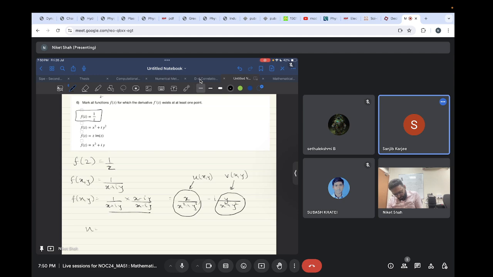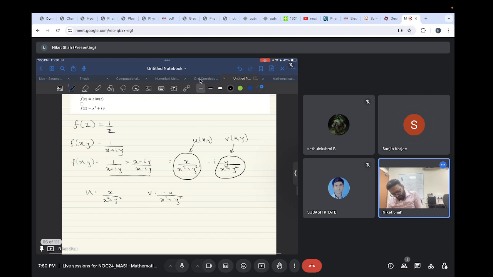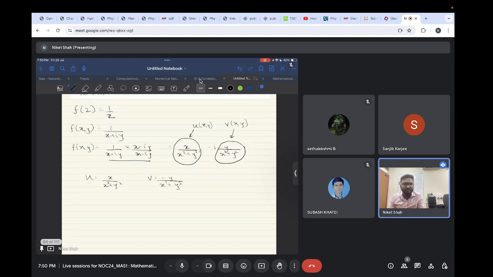So u is equal to x divided by x square plus y square. v is equal to minus y divided by x square plus y square. Now, I'll simply use the Cauchy-Riemann conditions here. This is the first method that I'm showing. For another part of the problem, we'll use some other method.